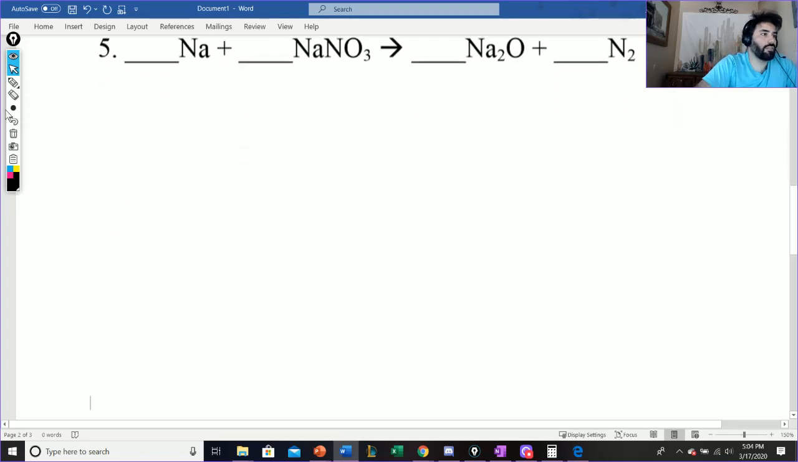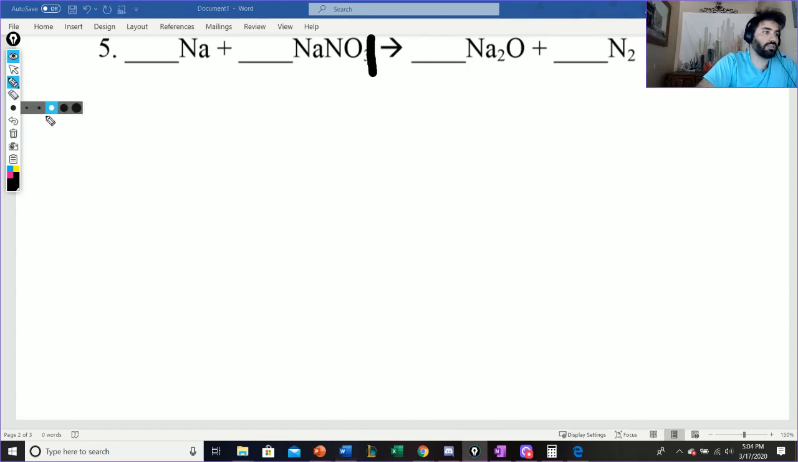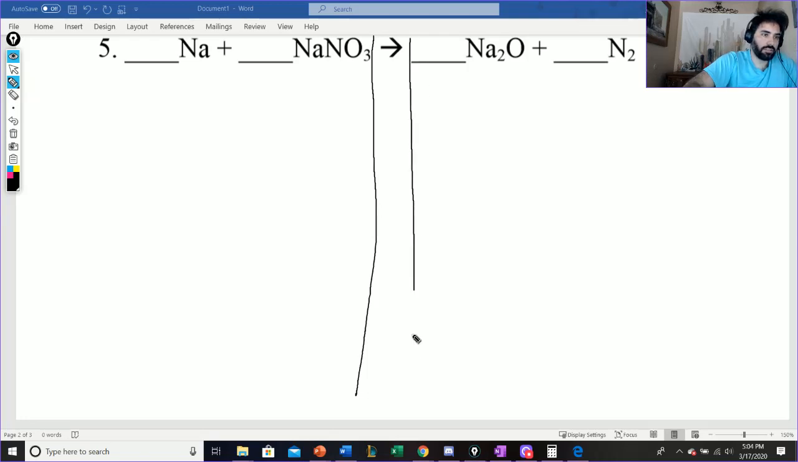There we go, number 5. So number 5. I'm going to start off like I usually do. Oh, that's too big. That's not good. I'm going to start off like I usually do. I'm going to draw some columns down here. And then I'm going to count what elements I got. I have a sodium. So that's Na.